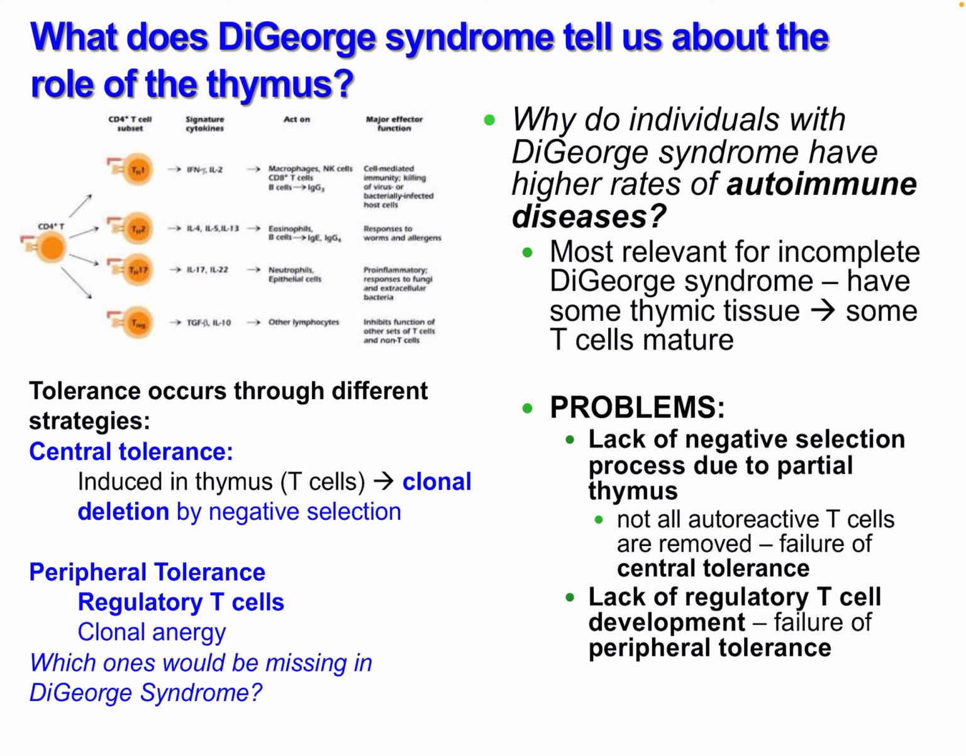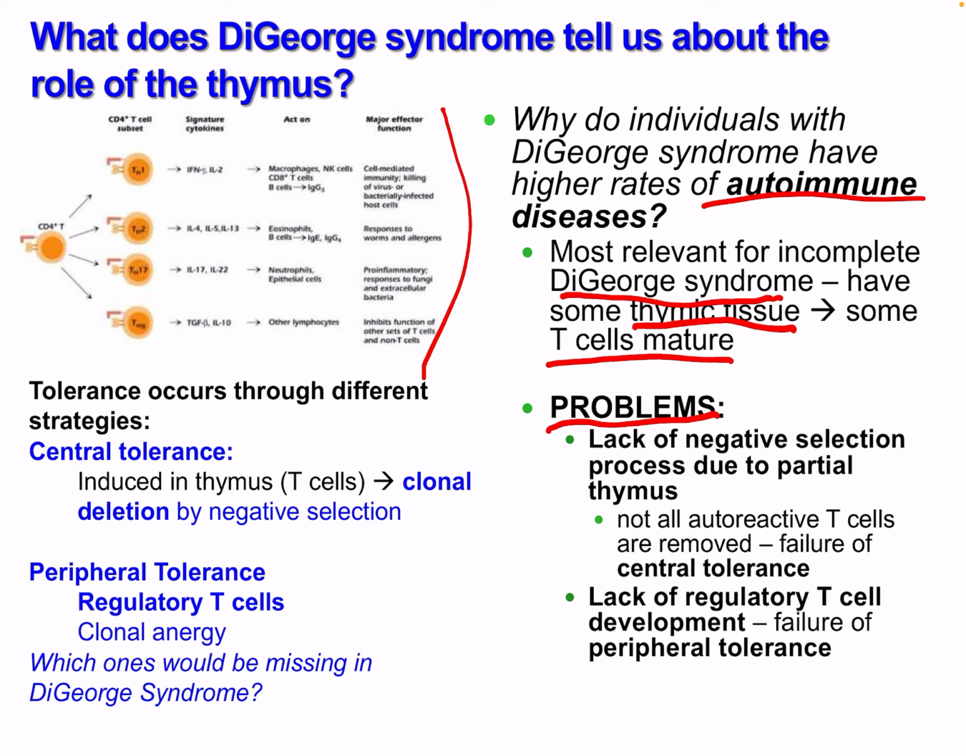So, what does DiGeorge syndrome tell us about the thymus? Again, here's that figure. Why do individuals with DiGeorge syndrome have higher rates of autoimmune disease? This is most relevant for incomplete DiGeorge syndrome, where you still have some thymus, but not all of it. So again, you have some thymic tissue and some T cells mature.